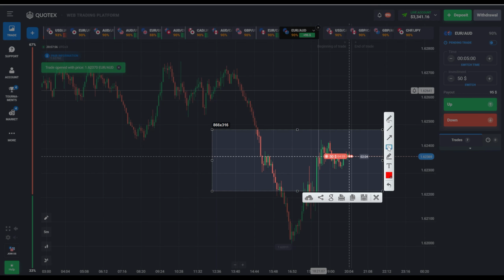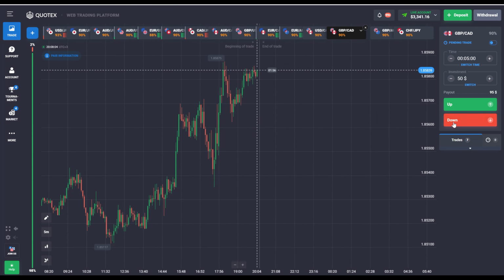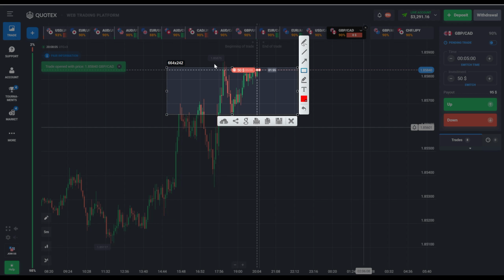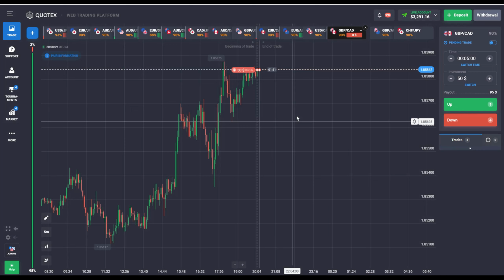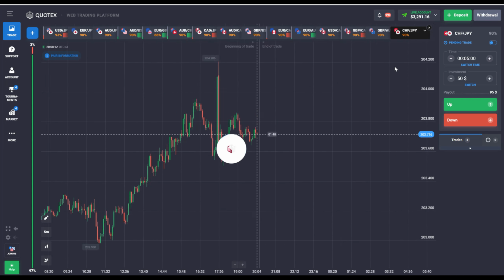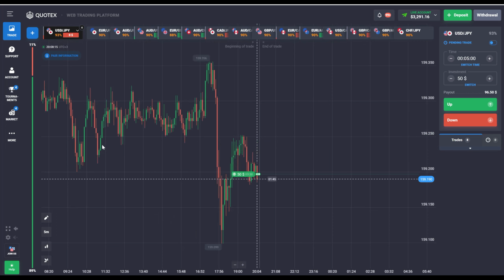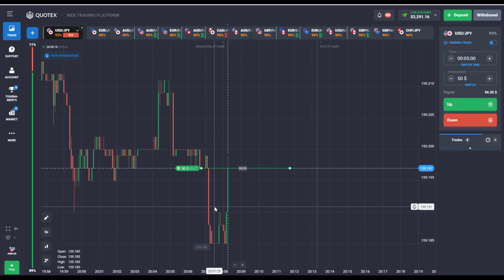Euro Australian will open for a decrease, resistance zone. I have a 5-minute chart open now. British pound, Canadian dollar, local maximum. Trade for a decrease. I'm doing one thing, saying another, and that's basically it. 8 trades are open. Let's see what's actually happening right now.